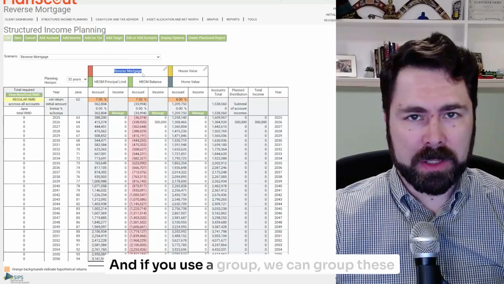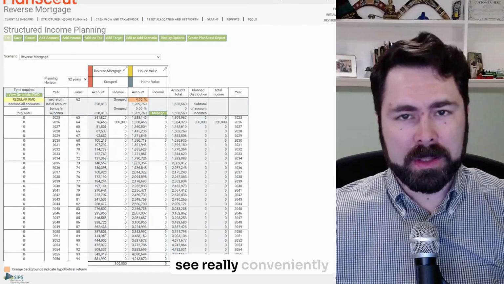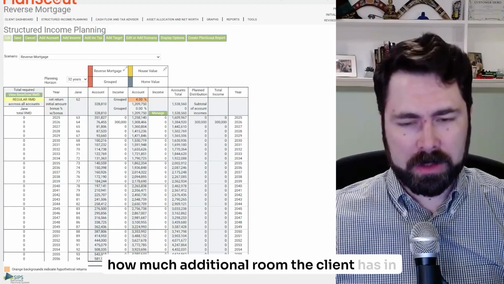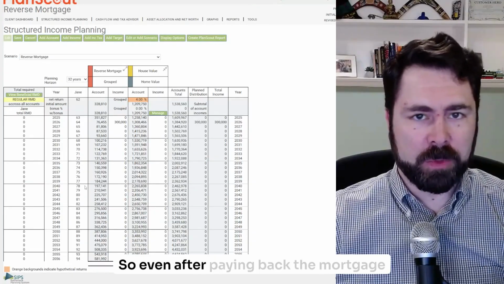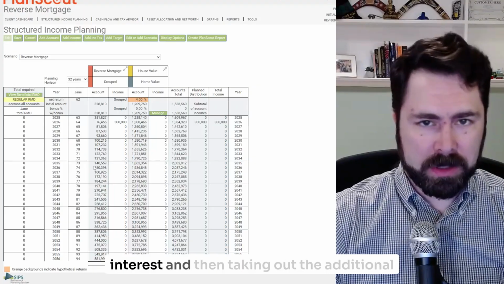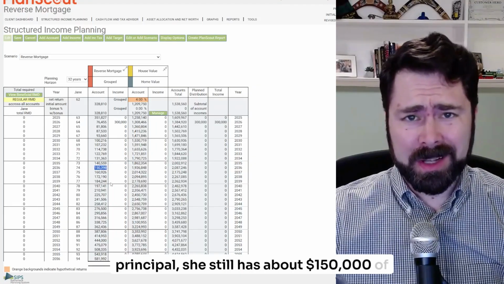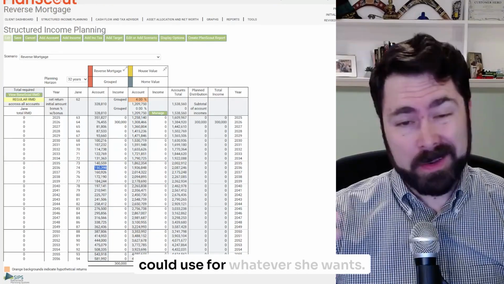And if you use a group, we can group these together and collapse the group, and you can see really conveniently how much additional room the client has in their loan to take out additional income. So even after paying back the mortgage interest and then taking out the additional principal, she still has about $150,000 of credit left on the reverse mortgage that she could use for whatever she wants.